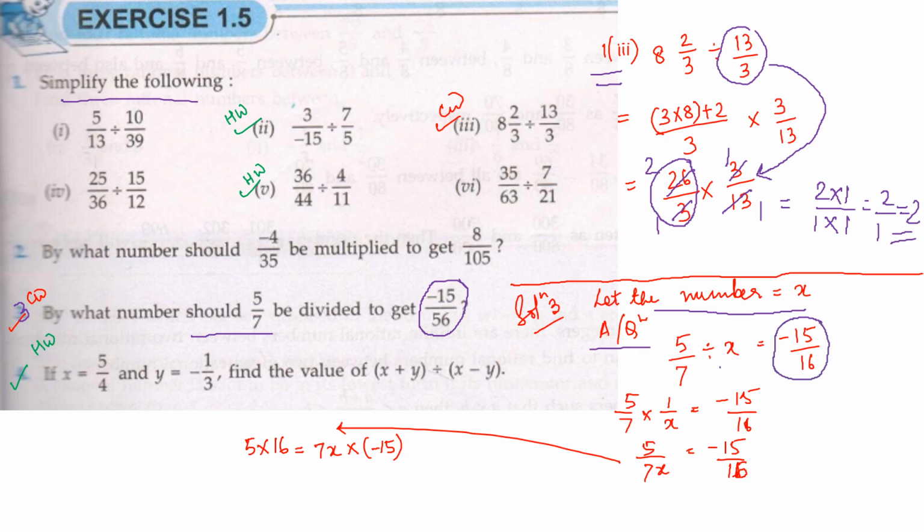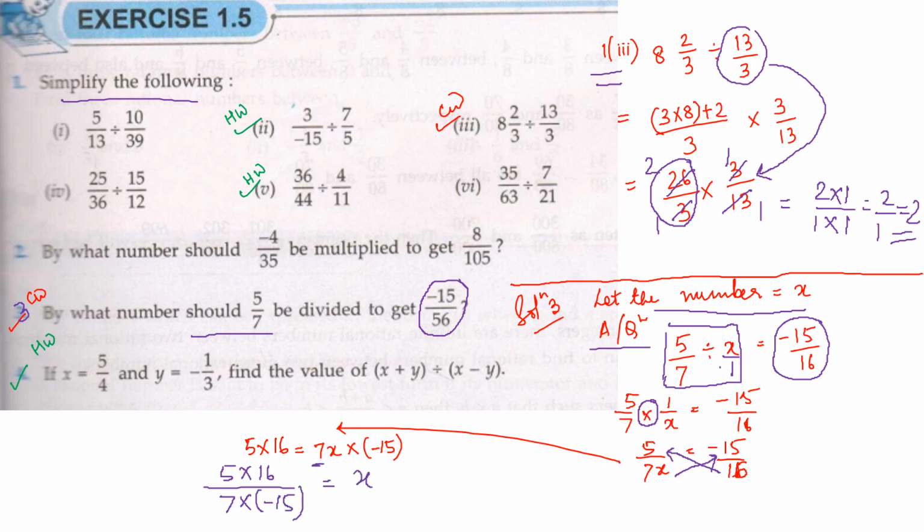So we are solving this side of the equation. 5 by 7, x can be written as x by 1, and when the division is changed to the multiplication sign, it will be 1 by x. So 5 by 7x equals minus 15 by 16. Now cross multiplying, this will be multiplied with this and this will be multiplied by this. 5 into 16 is 7x into minus 15. So 5 into 16 by 7 into minus 15 is x.